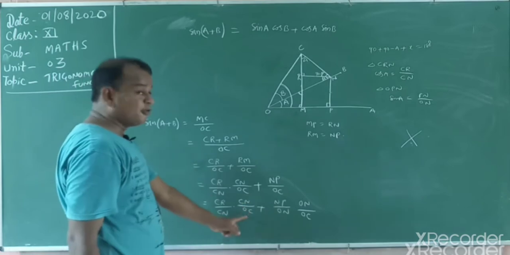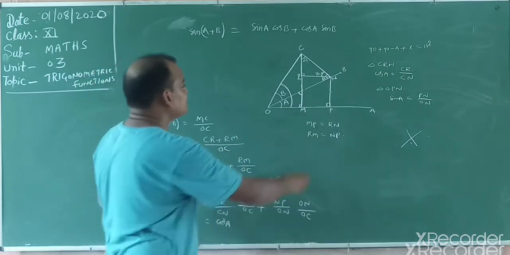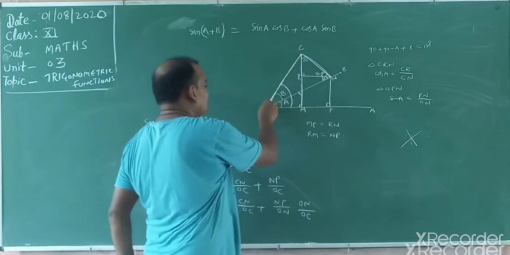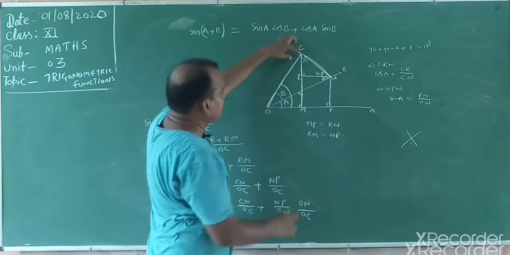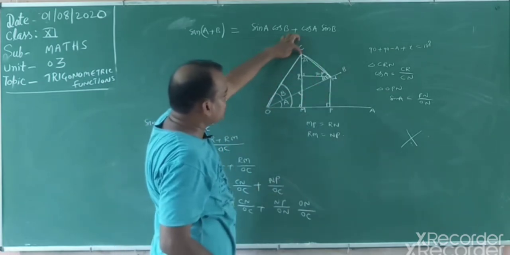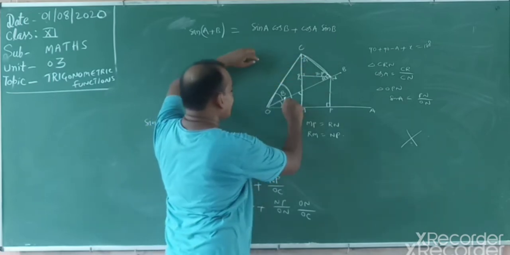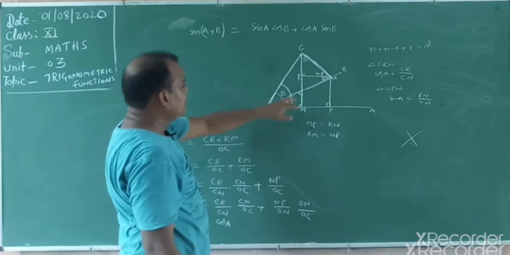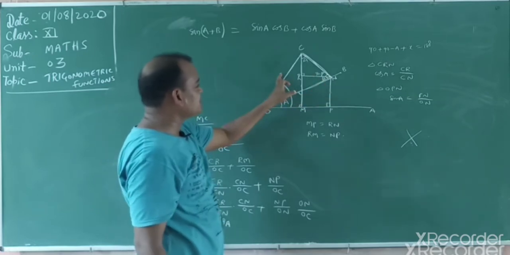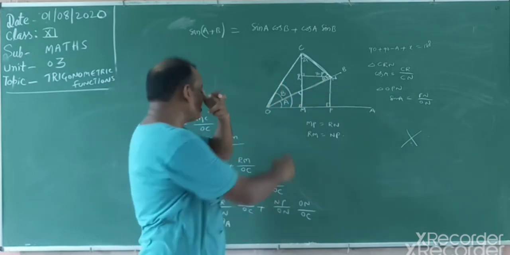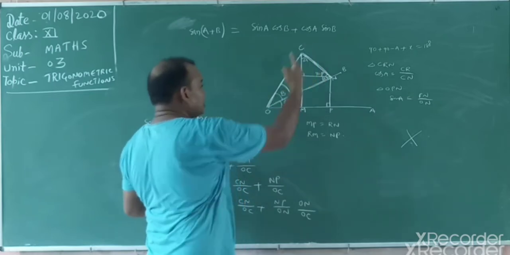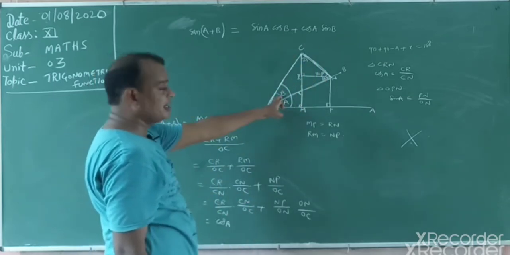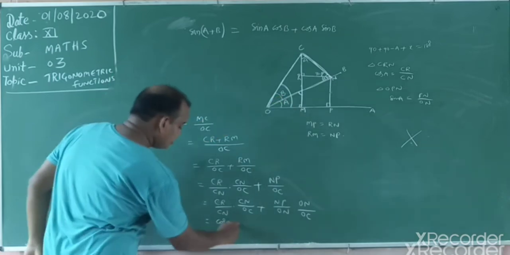Next, CN by OC. Where is CN? This is CN by OC. This is also a right angle triangle. I already told this one to this one perpendicular means this triangle. Observe that. In this one, here 90 degrees, so this is the hypotenuse, and this is the angle B. This is the opposite side. What is CN? CN means opposite side by hypotenuse. That equals sine B.